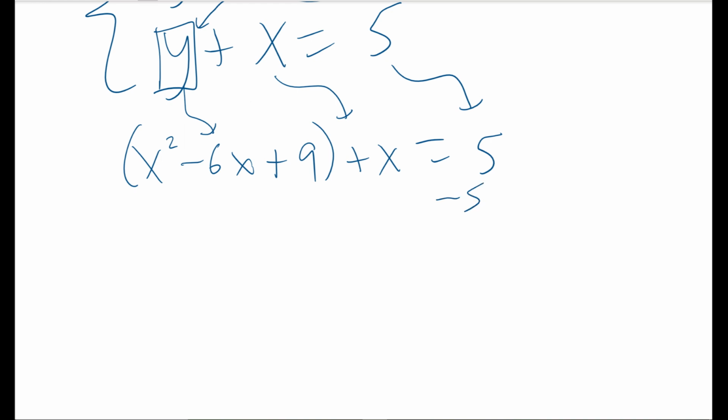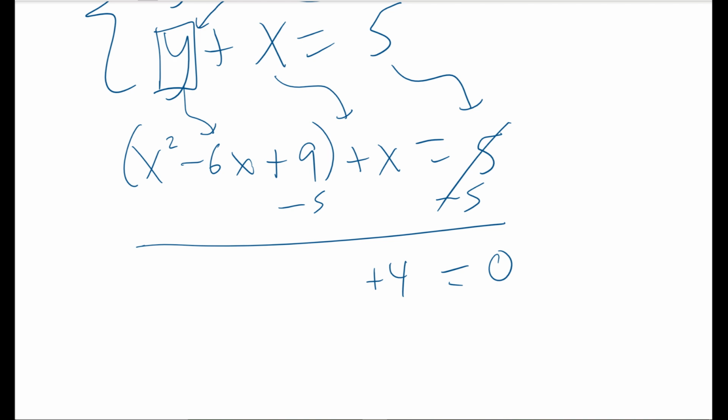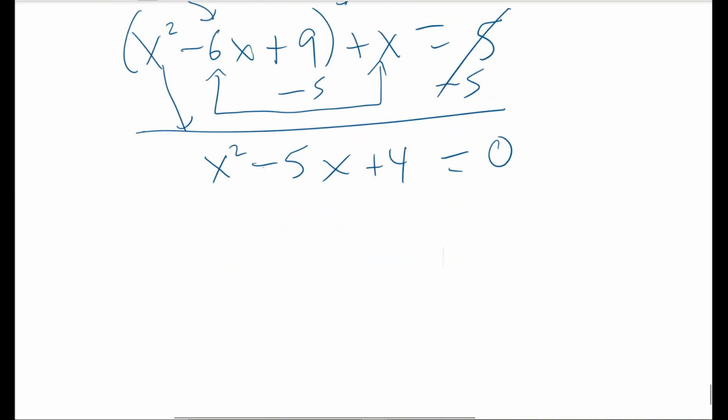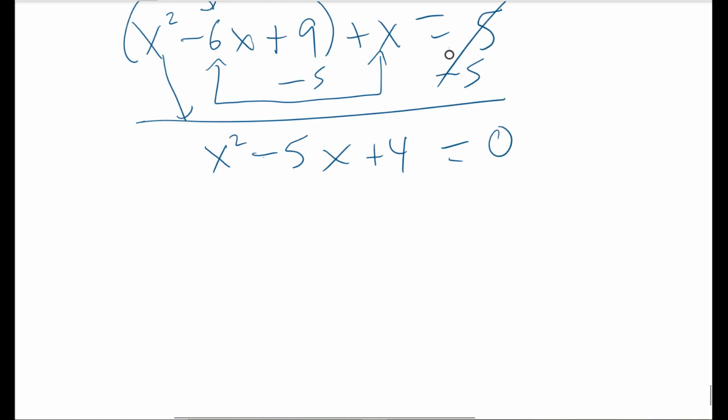Let's combine our like terms. And while we're at it, let's subtract this 5 over, because we want one side to be 0. 9 minus 5 is 4. Let's combine these. What's plus x and then negative 6x? That's negative 5x. Bring down the x squared. Now we have a nice clean quadratic function that is equal to 0 on one side. We can factor this. 4 on top, negative 5 on the bottom. Two numbers that multiply to 4 but add to negative 5 would be negative 4 and negative 1.